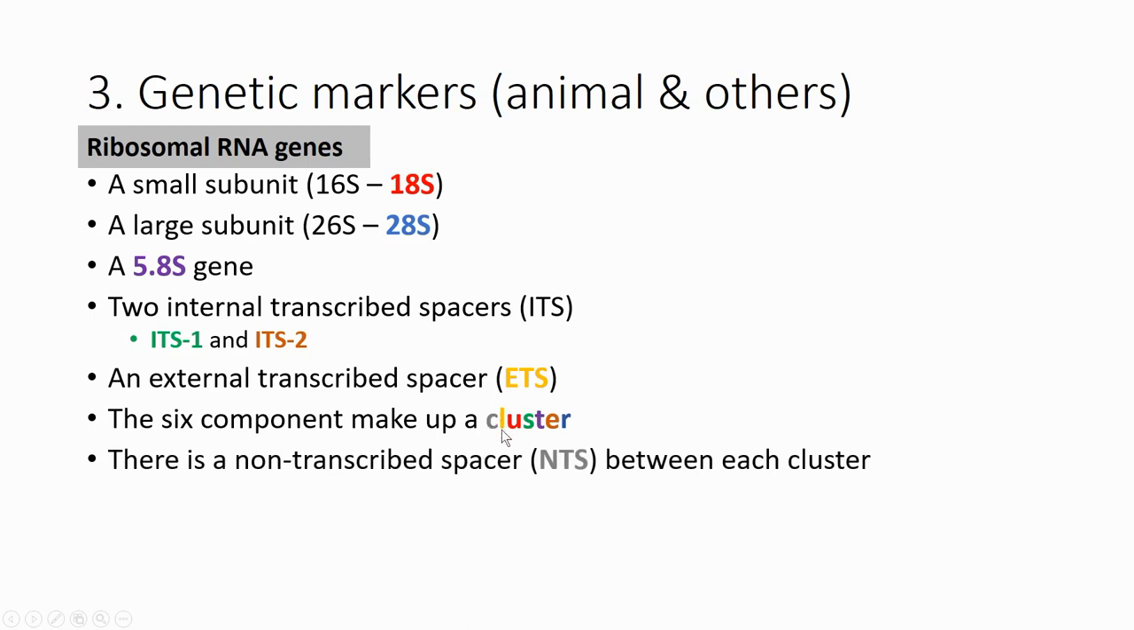Each cluster starts with the ETS, then 18S, ITS 1, 5.8S, ITS 2, 28S. And between the clusters, there are non-transcribed spacers.